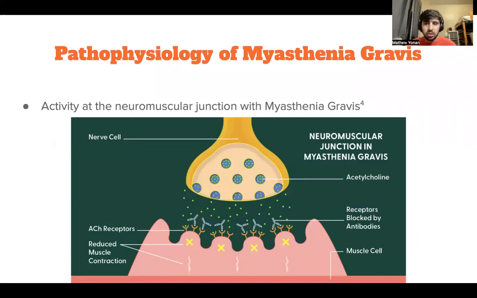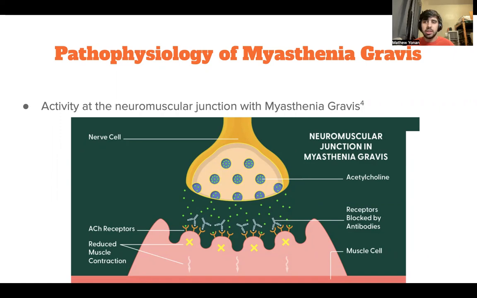At the neuromuscular junction with myasthenia gravis, their nicotinic receptors or their ACh receptors are blocked by autoantibodies, antibodies that are created by their immune system. So there's no binding, or there's very little binding of acetylcholine to those receptors, which means no opening of the ligand-gated sodium channels. So no sodium, no depolarization, no action potential. And with no action potential, there's no contraction, and the result is muscle weakness.